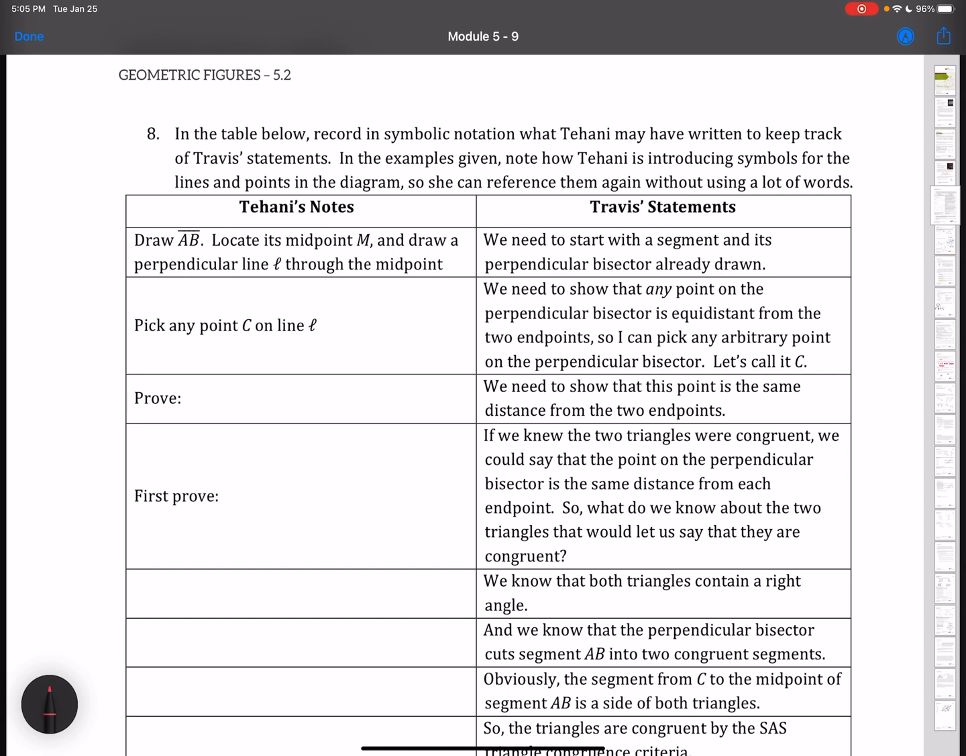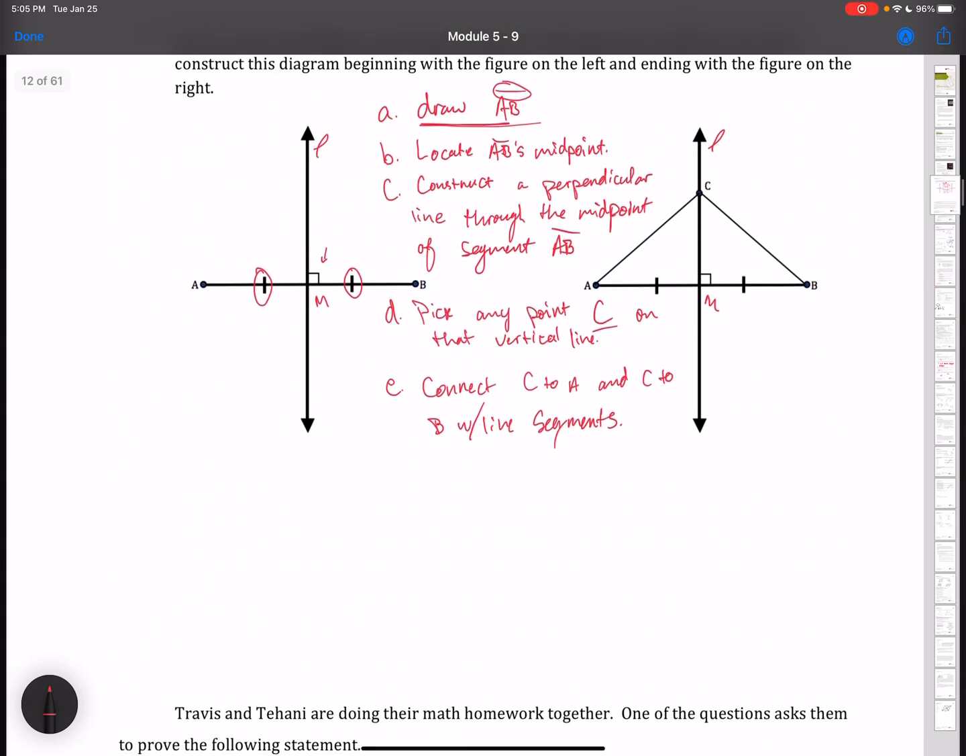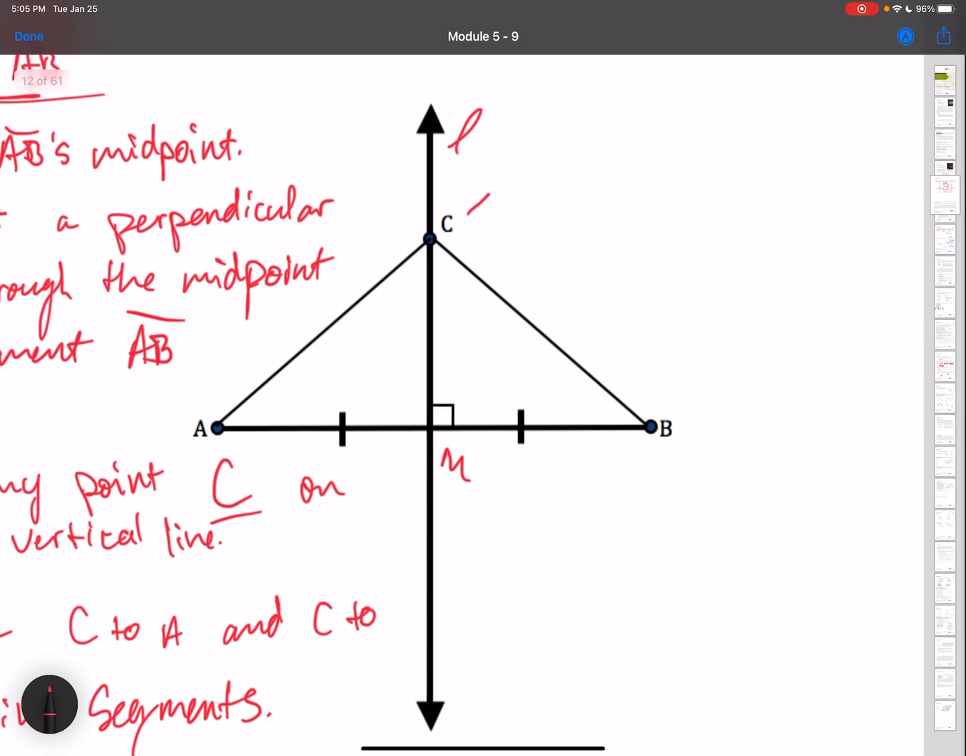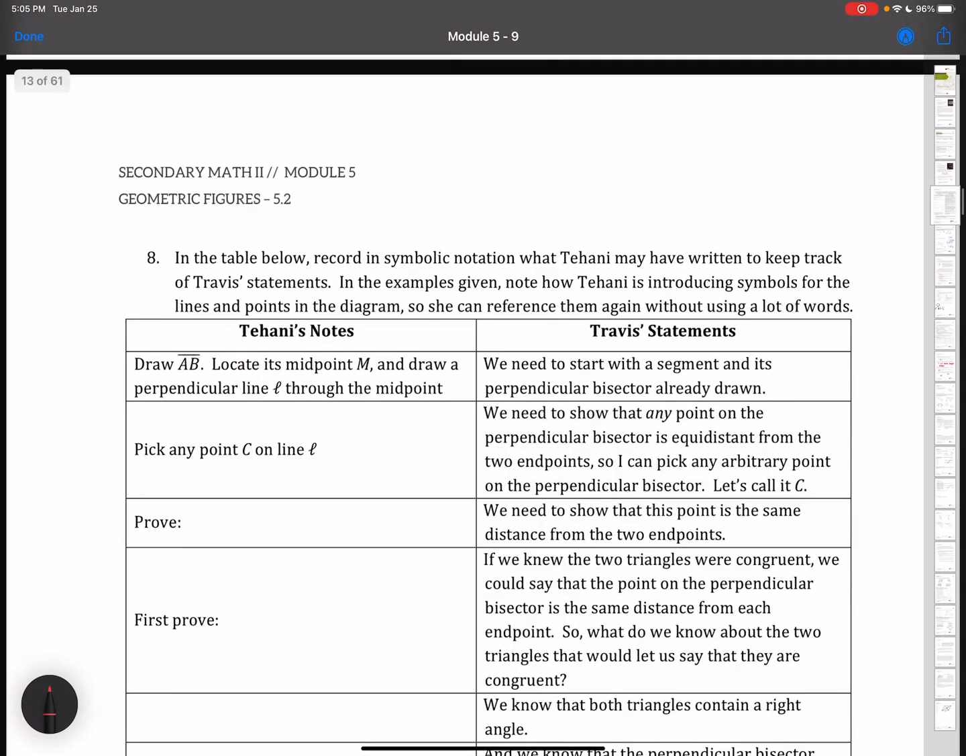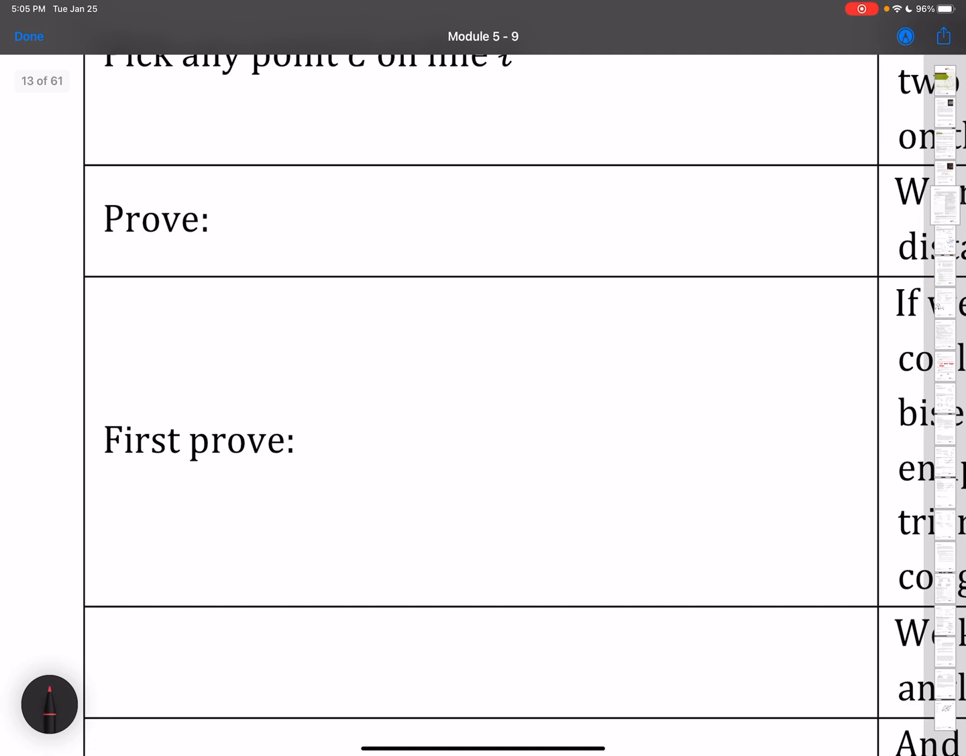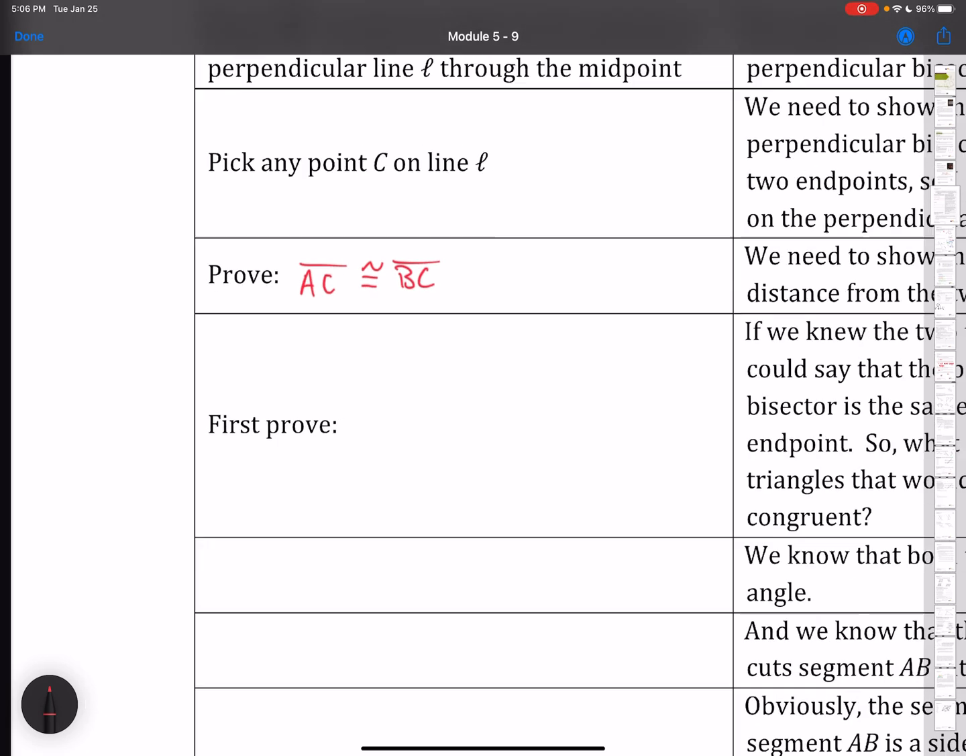Now Travis says in the next step, we need to show that this point is the same distance from the two endpoints. So really what we're looking at is if we come back up here, we're trying to say point C is the same distance from points A and B. So we are actually trying to say this line right here, AC, is congruent, meaning the same distance as this line, line BC. Okay, so that's what we're going to try to prove. Now, if I put that in notation, I'm going to say segment AC is congruent to segment BC. That's what I'm trying to prove.